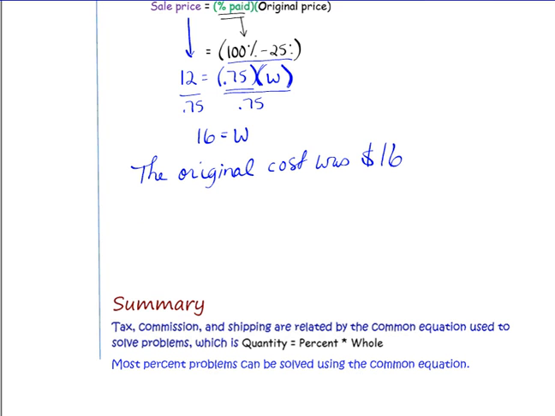In this lesson, you have learned tax, commission, and shipping are related by the common equation used to solve problems, which is quantity equals percent times whole. Most percent problems can be solved using the common equation.